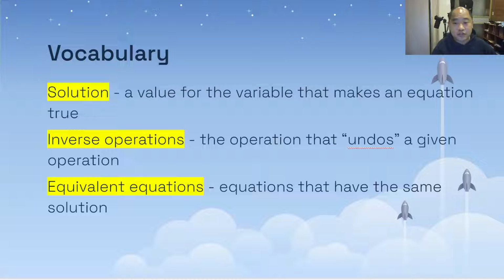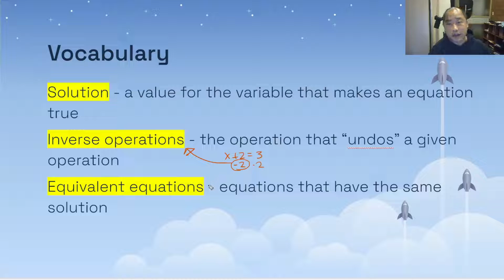Inverse operations are operations that undo a given operation. So basically, if we go back to our previous example, x plus 2 equals 3. If we want to undo plus 2, we have to subtract 2. And if we do it to one side of the equal sign, we have to do it to the other side so that it's balanced, right? This minus 2 is called an inverse operation.